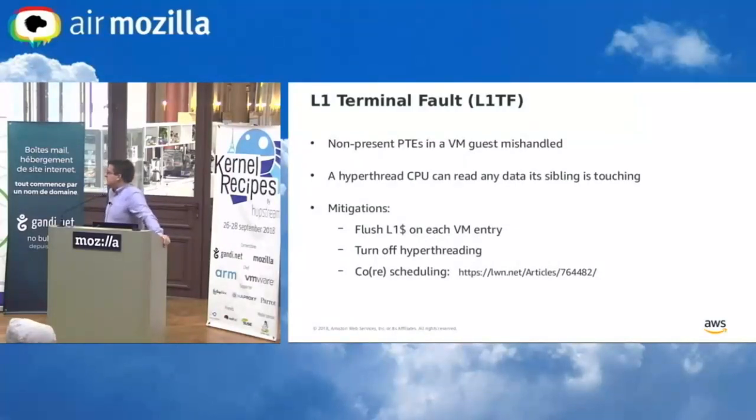So, code scheduling has been posted. It helps. But it's not entirely sufficient, because even if you're running the same guest twice, on both siblings, it can still make hypercalls, and it can still basically switch into the host kernel and get the host kernel to access data for it, because all it has to do is pull it into L1 cache. So maybe what you really want is to cause the VM exit on both siblings when one of them exits.